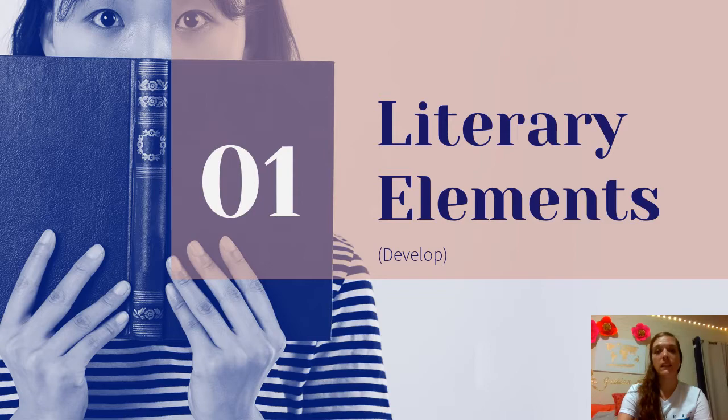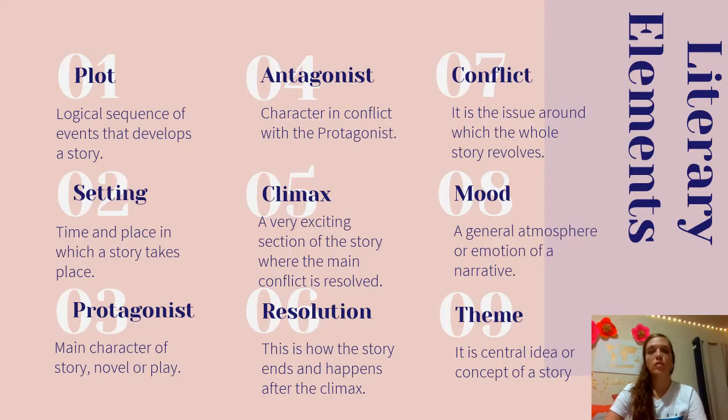Okay, so like we said, literary elements develop the work. So what were those? The plot is the logical sequence, what happens at the beginning, middle, end, right? Setting, where does it happen? When does it happen? Protagonist, the main character, the good guy most of the time. The antagonist is the one in conflict with the protagonist, the bad guy most of the time, whether or not it's obvious or not obvious.